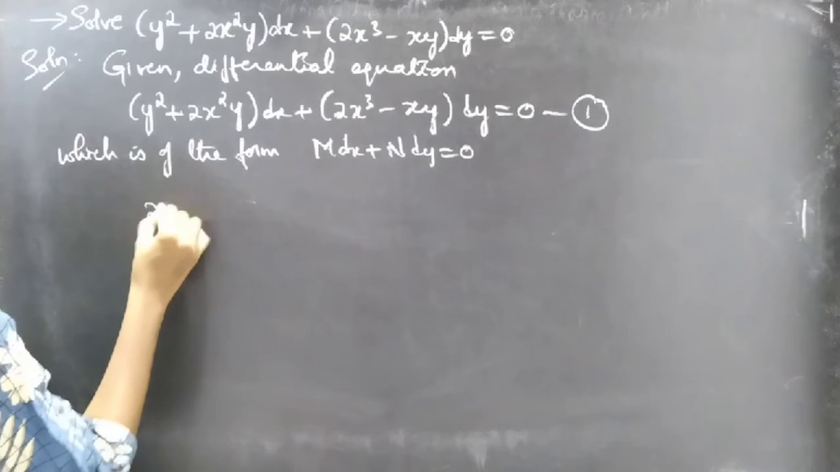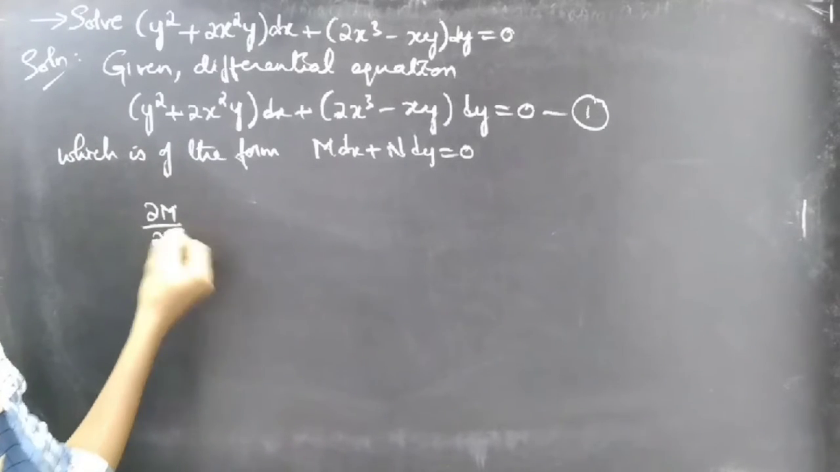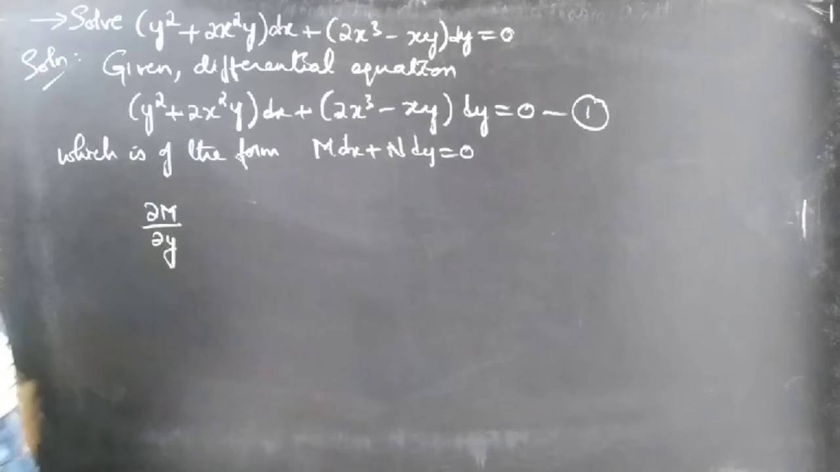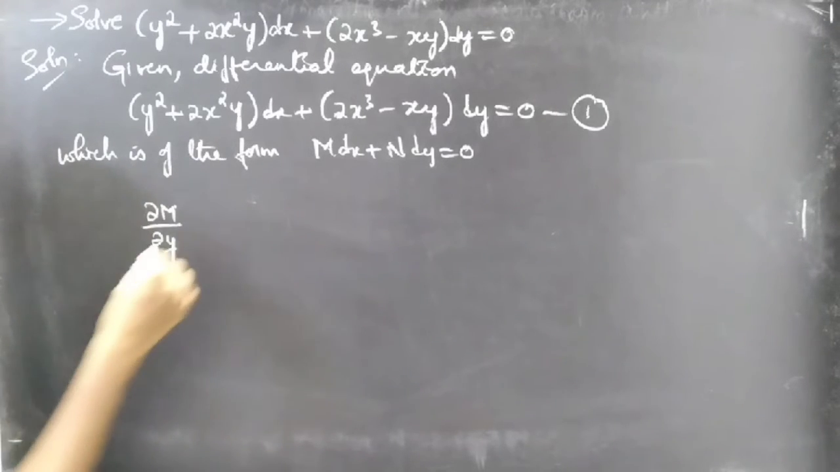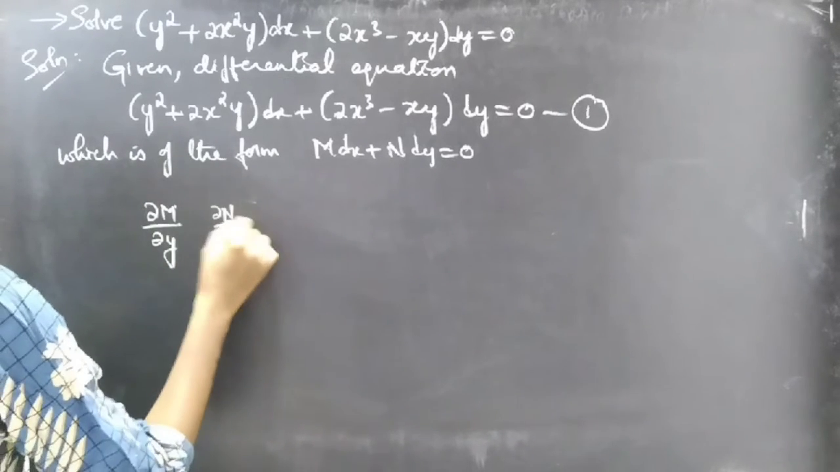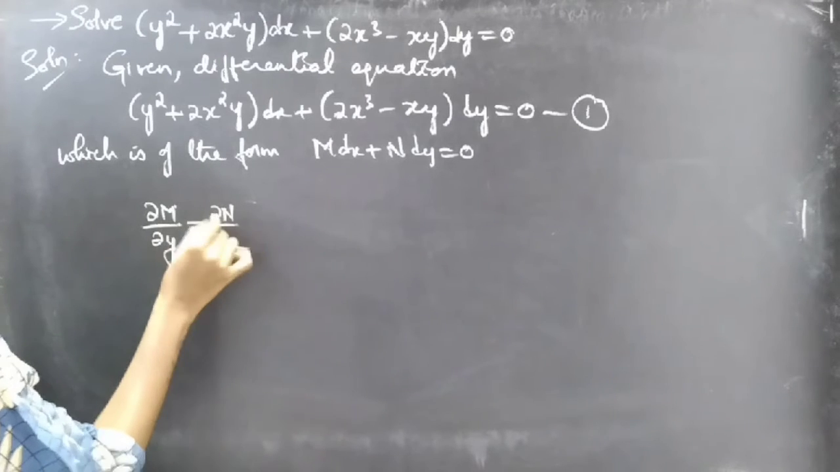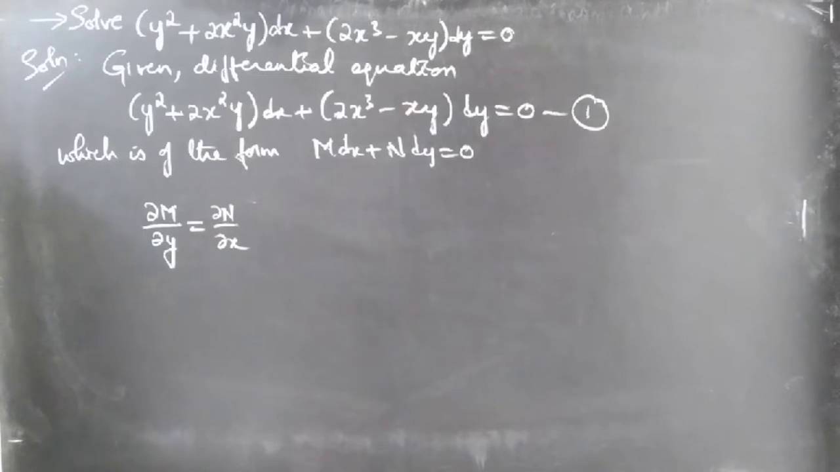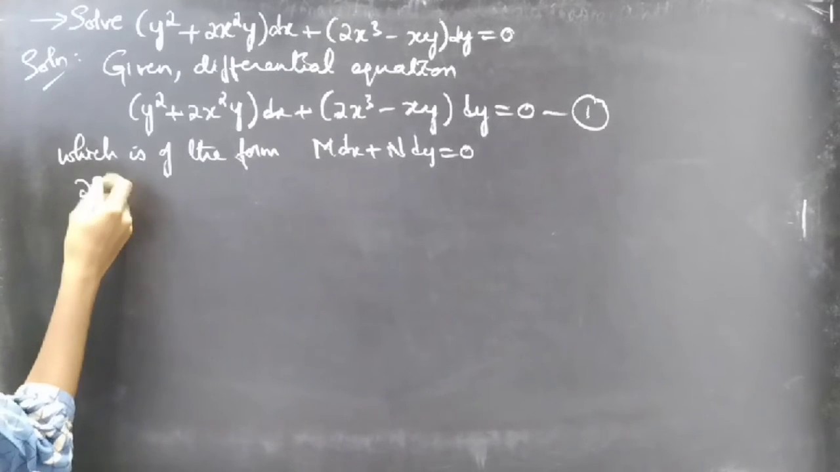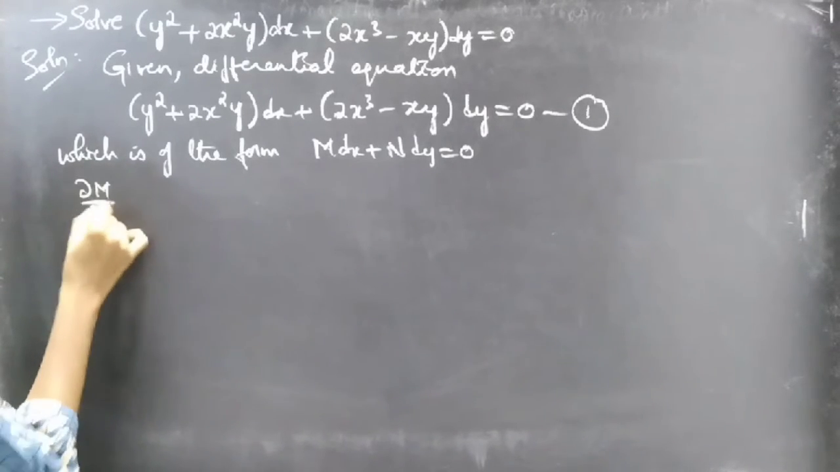For that we have to find the partial derivative of M with respect to y and the partial derivative of N with respect to x. If the partial derivative of M with respect to y equals the partial derivative of N with respect to x, then we can say that the given differential equation is exact. I'll begin with the partial derivative of M with respect to y.